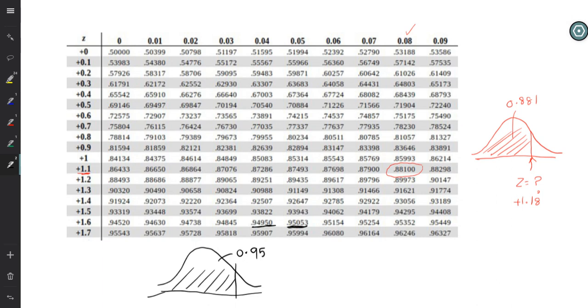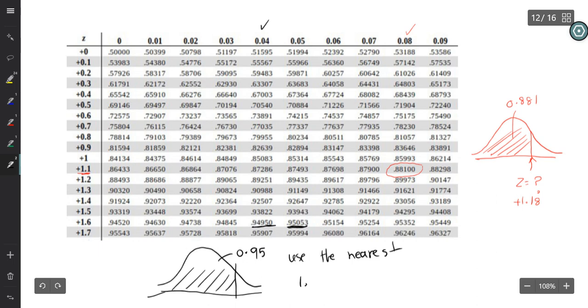It is 1.65. This one is closer to 0.95. This is a 53 deviation and this is a 50 deviation, so it is this one. So use the nearest value. Okay, use the nearest value. So that will be 1.64. Likewise, you can go for the nearest value. If the nearest values are at the same distance, average them.